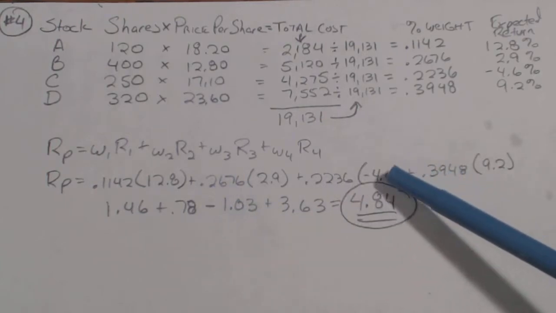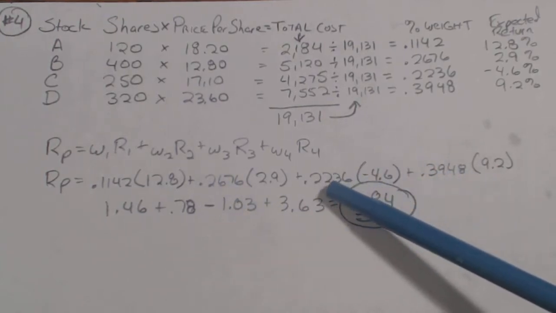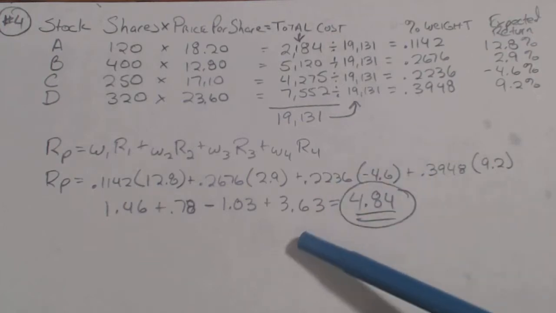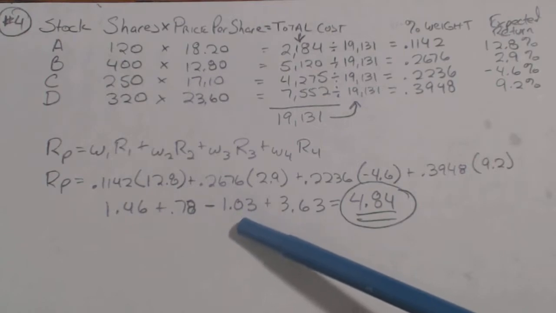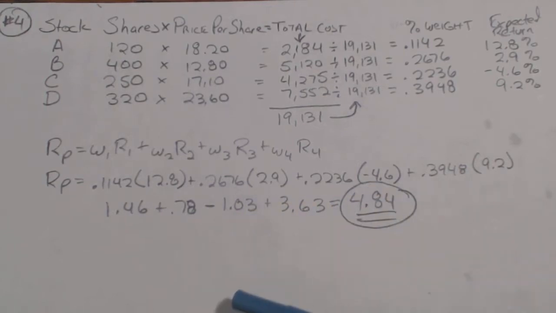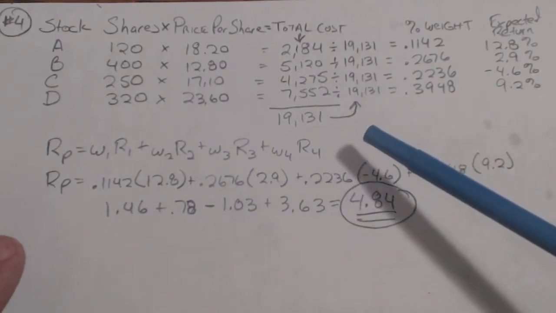Really important, this is a negative right here. 0.2236 times a negative 4.6. Make sure you make that as a minus sign. If you add that, you're going to screw your percentage there. So the answer is 4.84.